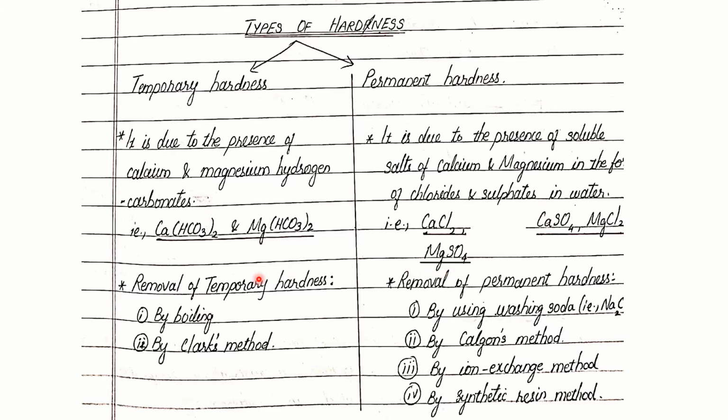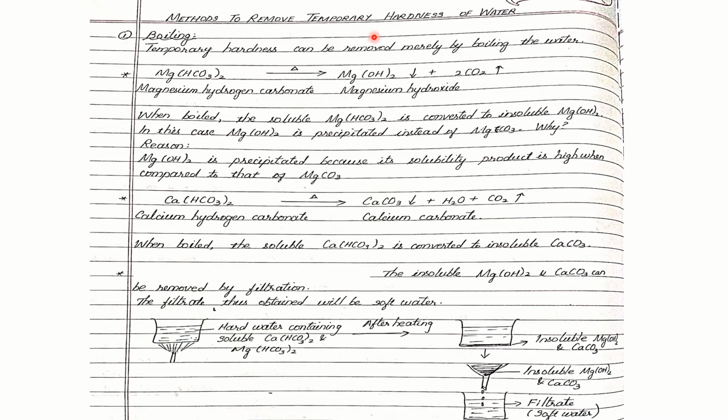Now, there are a few ways to remove the temporary hardness of water. They are simply by boiling or by Clark's method. Permanent hardness may be removed not by boiling but by using washing soda, by Calgon's method, by ion exchange method and by synthetic resin method. Let's see the various methods to remove the temporary and permanent hardness of water. Now, temporary hardness of water due to the presence of soluble calcium hydrogen carbonate and magnesium hydrogen carbonate can be removed simply by boiling hard water.